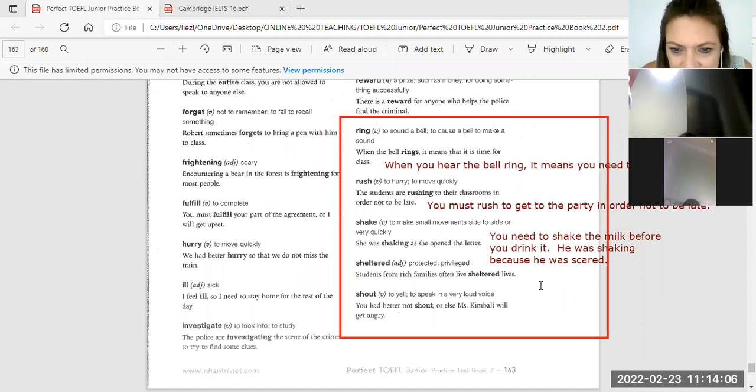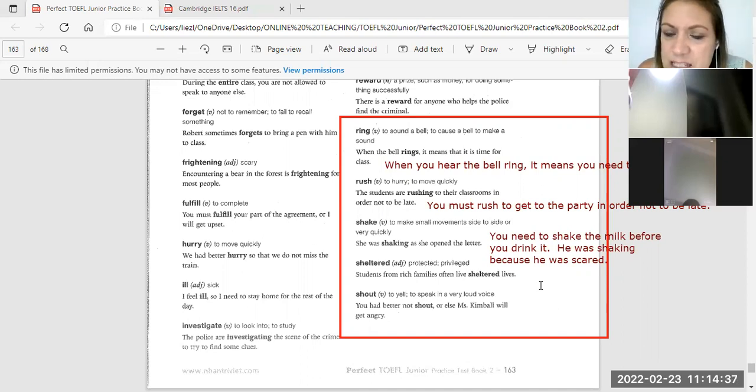Students from rich families often live sheltered lives. Sheltered means they are protected. They don't walk to school on their own. Their parents take them. When they play sport, they have the helmet, the gloves, everything because they're sheltered. So they are looked after very well.